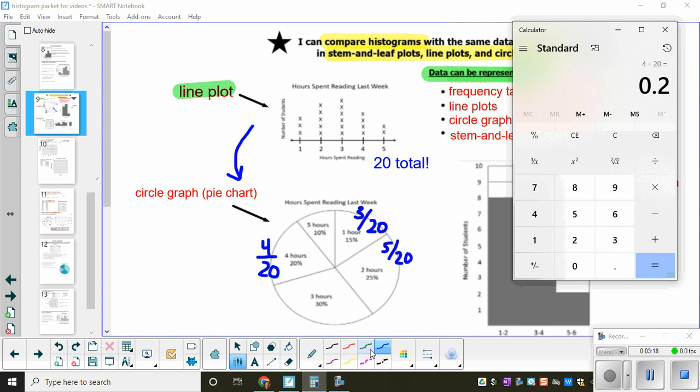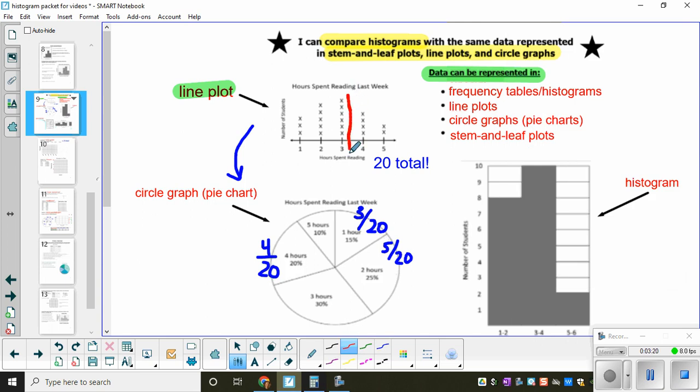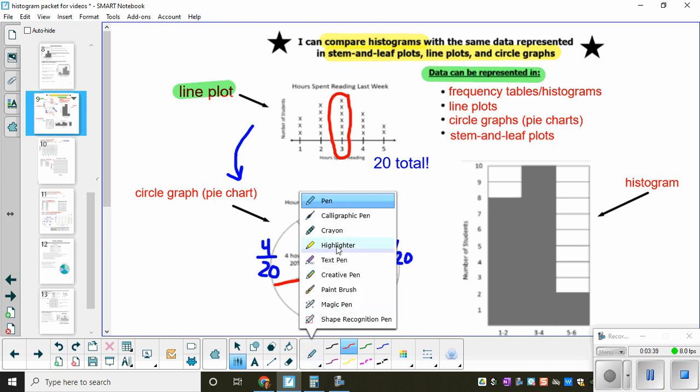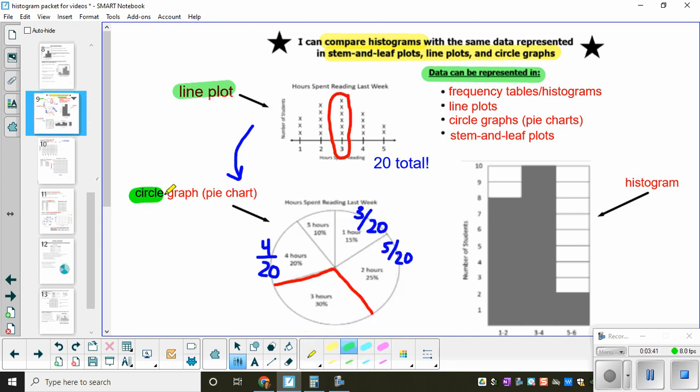One thing I want to point out with the two of them is that we can clearly see that the majority of the students here fall into the category of reading 3 hours per week. You can see right here on the pie chart that that's the largest chunk, which makes sense. So far all we've done is see the data as it's shown in a line plot, and then I've shown you again how the information can be translated over into a circle graph or a pie chart.